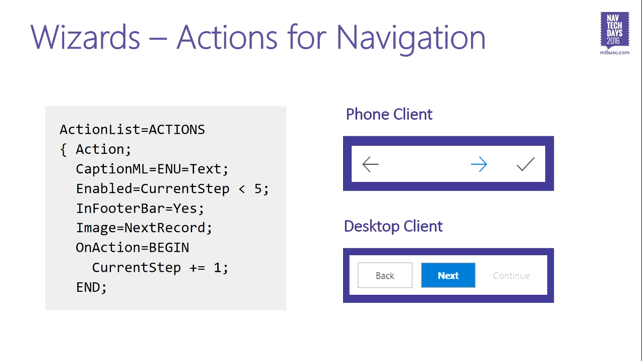On the desktop client, you just get these 3 text boxes, and some of them get highlighted depending on which buttons are enabled. But on phone clients and also on tablet clients, we render icons instead. So if you want that kind of effect, make sure to set the image property. So that's all we have for actions.